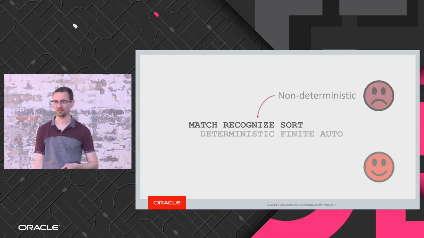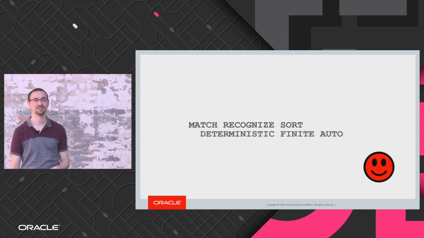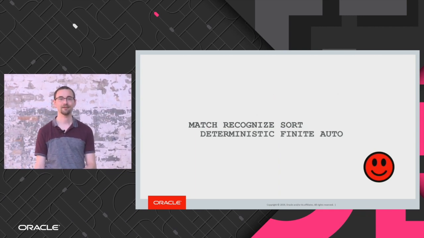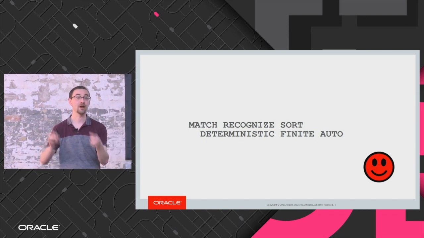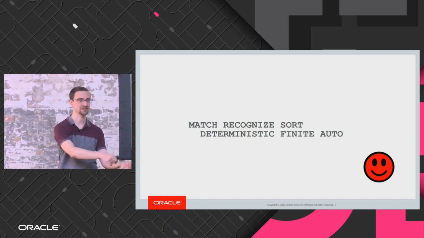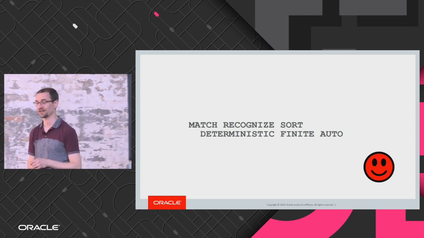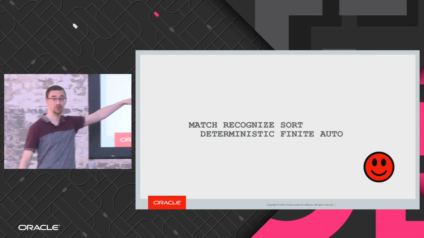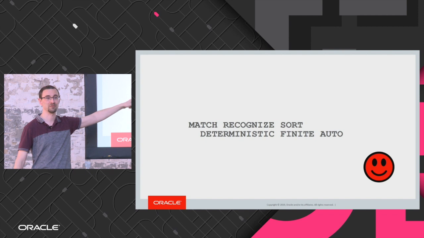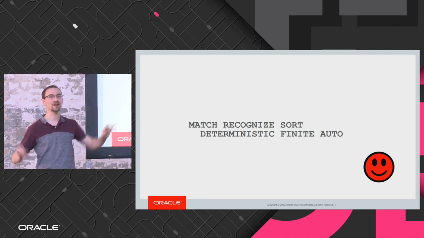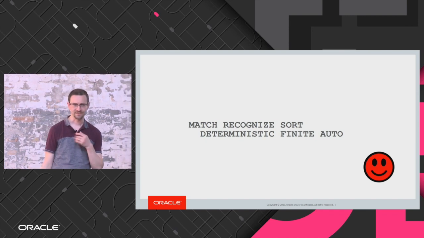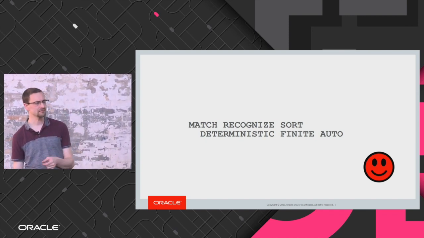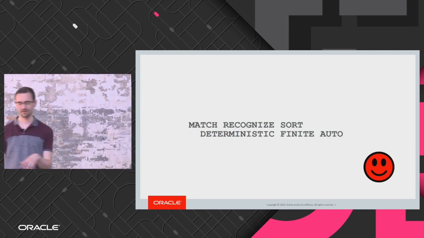Well, there is a nice happy place. If you see these words after it, deterministic finite auto, that means we are guaranteed the regular expression is written in a way that we're only going to process each row once. We're not going to get trapped in backtracking hell. So these are the words you want to look for in your execution plan and assess how likely match recognize is to actually perform.